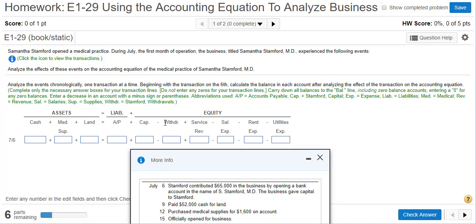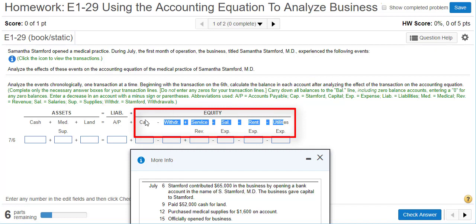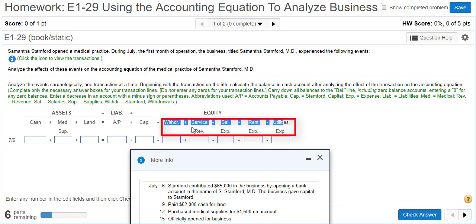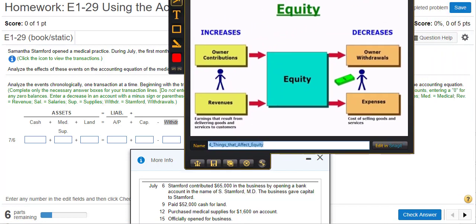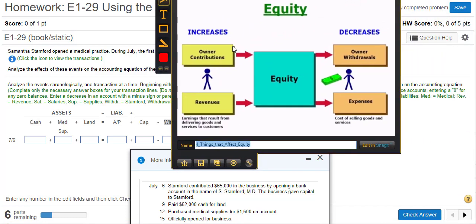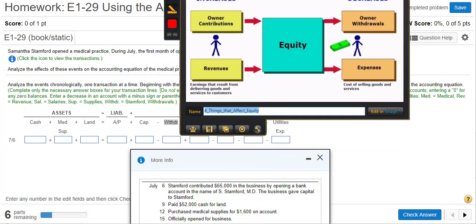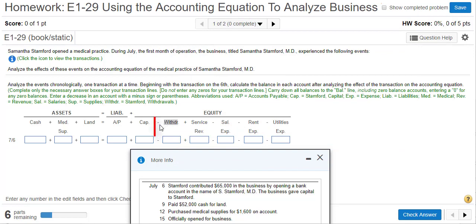The other accounts that fall under this equity classification, notice all of these accounts fall under the equity classification, but only capital is the true equity account. These accounts just affect equity. So let's talk about this one. WITHDR stands for withdrawals. Do you remember how withdrawals affect equity? Let's go back to our screenshot from the video. Owner withdrawals over here decrease capital. So that is why withdrawals have a minus in front of it.